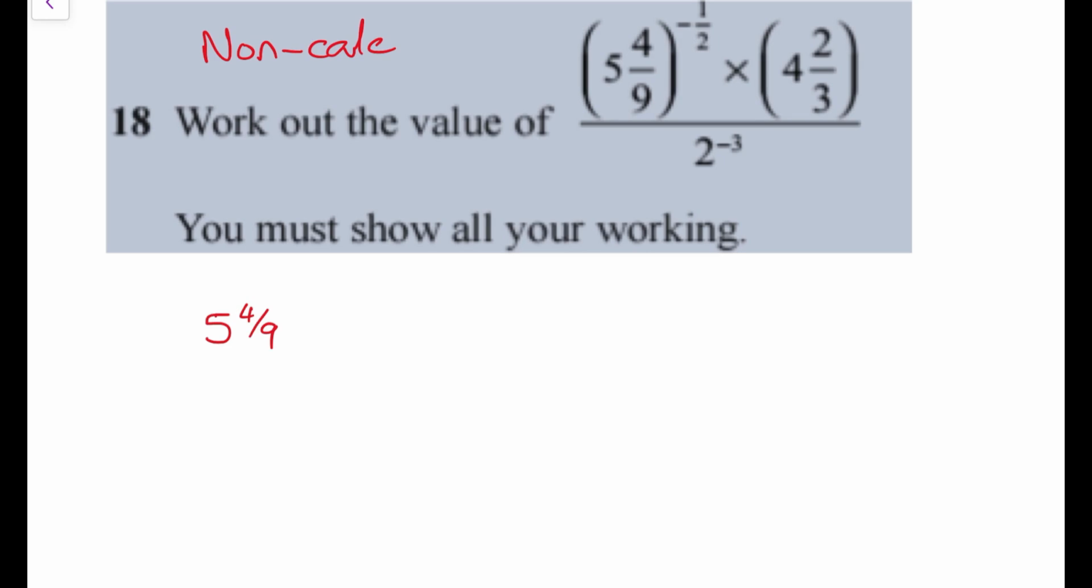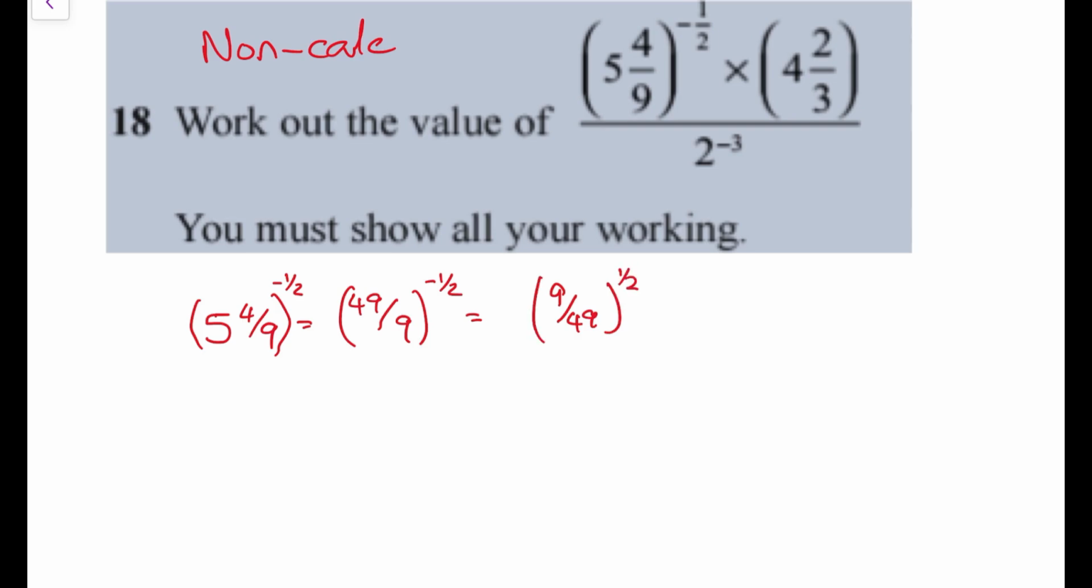So 5 4/9 is equal to, well, 5 times 9 is 45 plus 4 is 49 over 9. And then it's to the minus a half. So I would also put this in brackets, to the minus a half. The minus means turn upside down. Now at this stage, if your index rules aren't great, go away, practice the index rules, or let me know if you want me to walk through it, but you need to make sure your basics are good here. So the minus means turn upside down, or take the reciprocal. So that's 9 over 49 to the half.